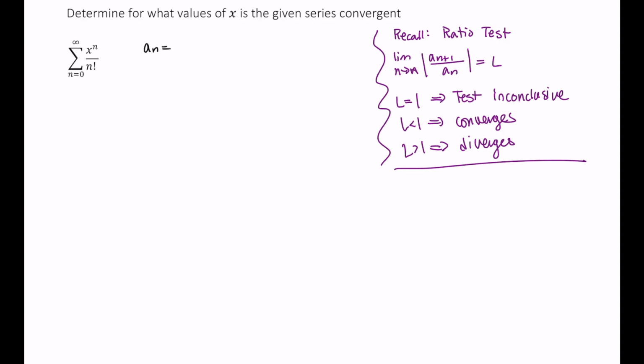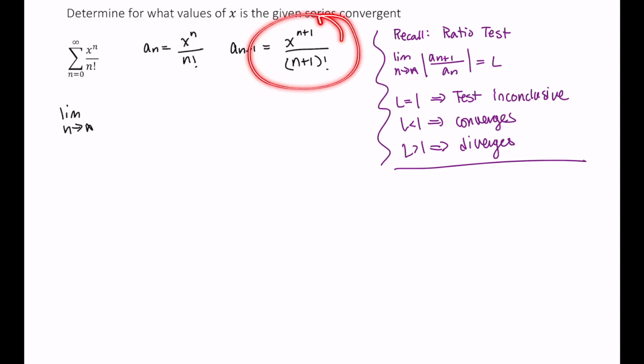All right, so this little aside here in purple, let's use that. The nth term is x to the n over n factorial. And the nth plus 1 term, that's x to the n plus 1 power divided by n plus 1 factorial.